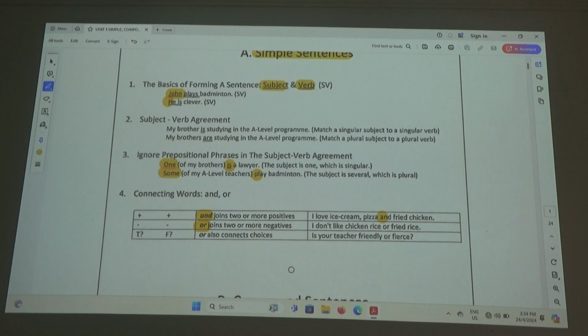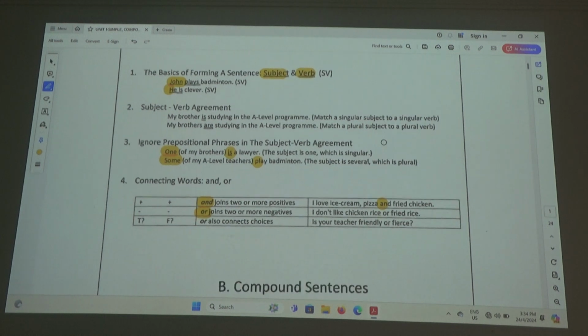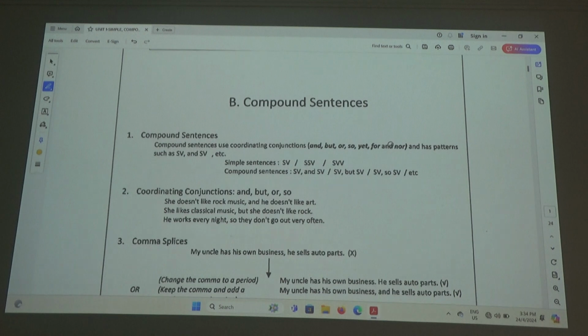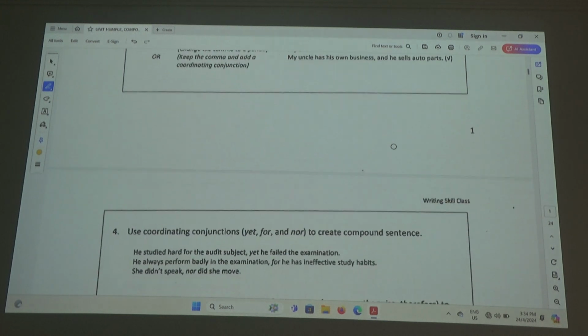No choice, right? Or also connects choices, like true or false. Is your teacher friendly or fierce? Is that okay? That is choice. Do you prefer chicken or fish? That is the choice. Alright? So or also connects choices. Those are simple sentences, very easy, already understood. But we'll go deeper into it later. Alright? Let's finish compound sentences.